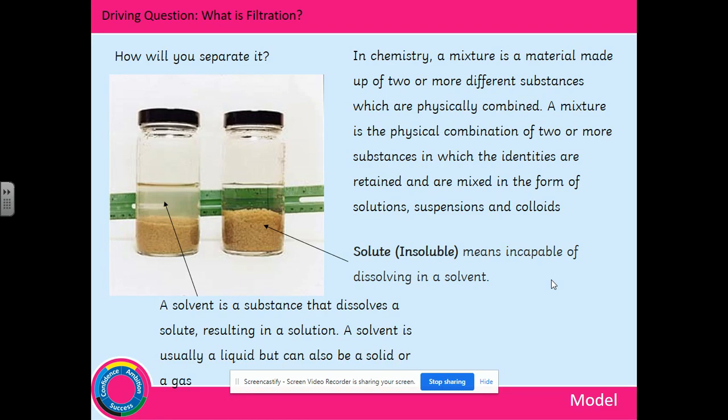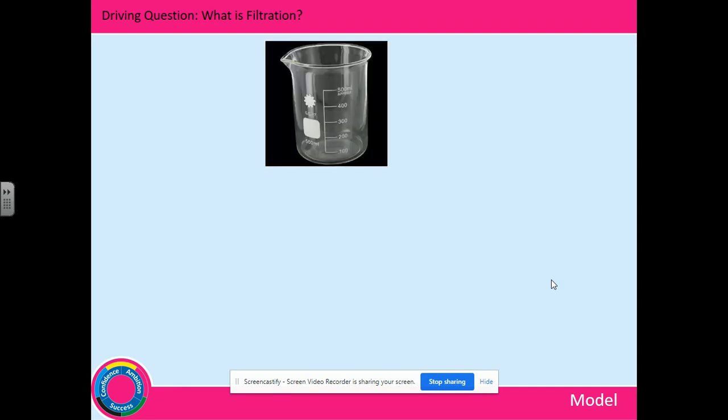All right. Awesome. Now, there are a few key apparatus that we use when we're filtering. The first one we have on our screen is a beaker. All right. Now, you guys should remember this from term one when we looked at different materials or apparatuses that we use in the lab. All right. So I gave it a first one. Second one is a funnel. Do you remember what a funnel looks like?